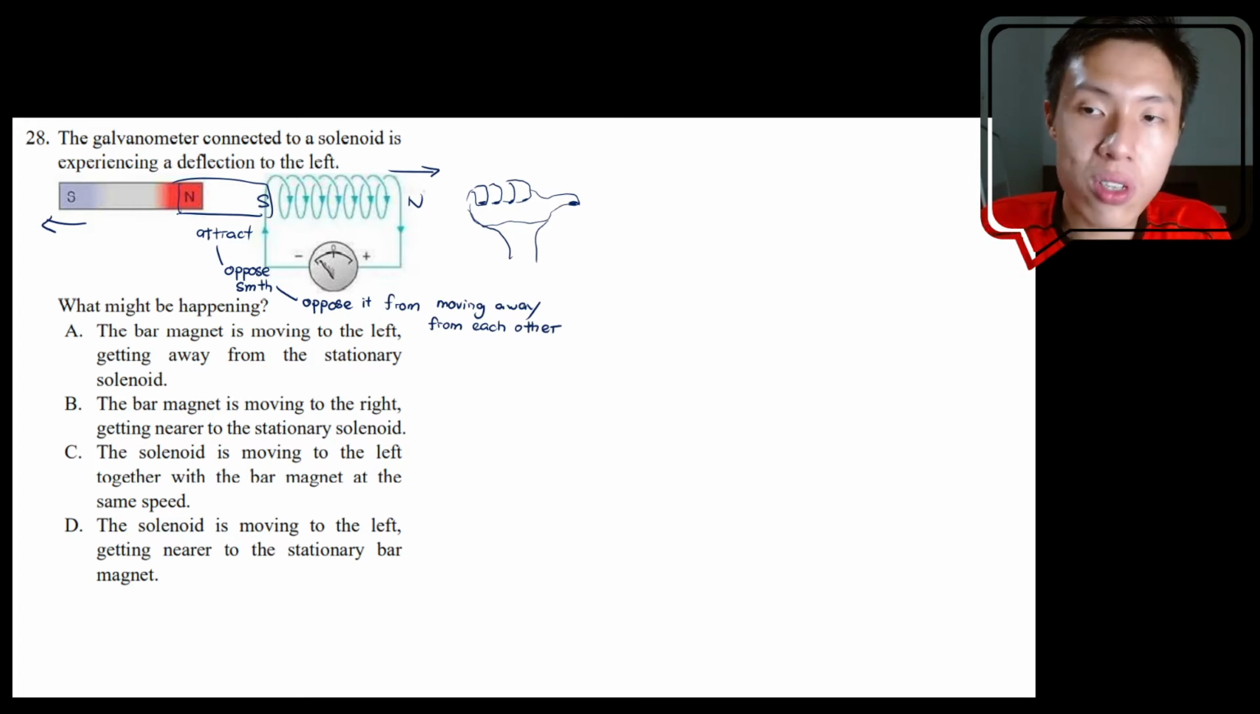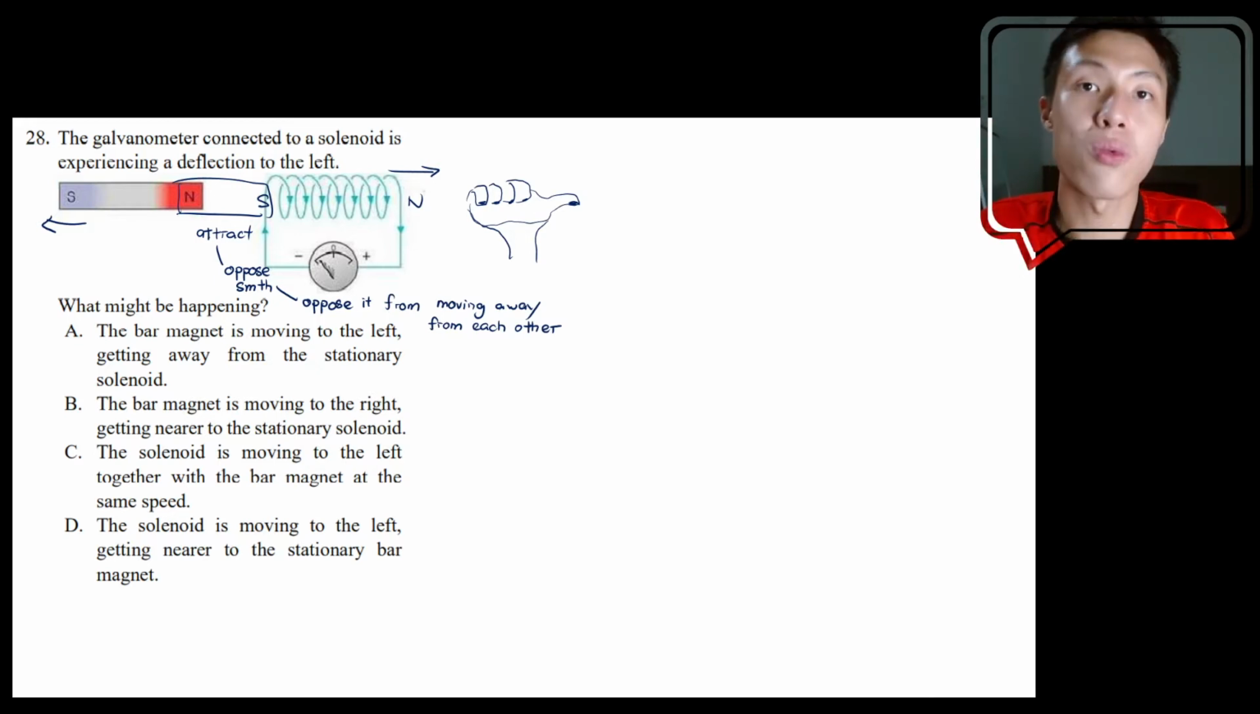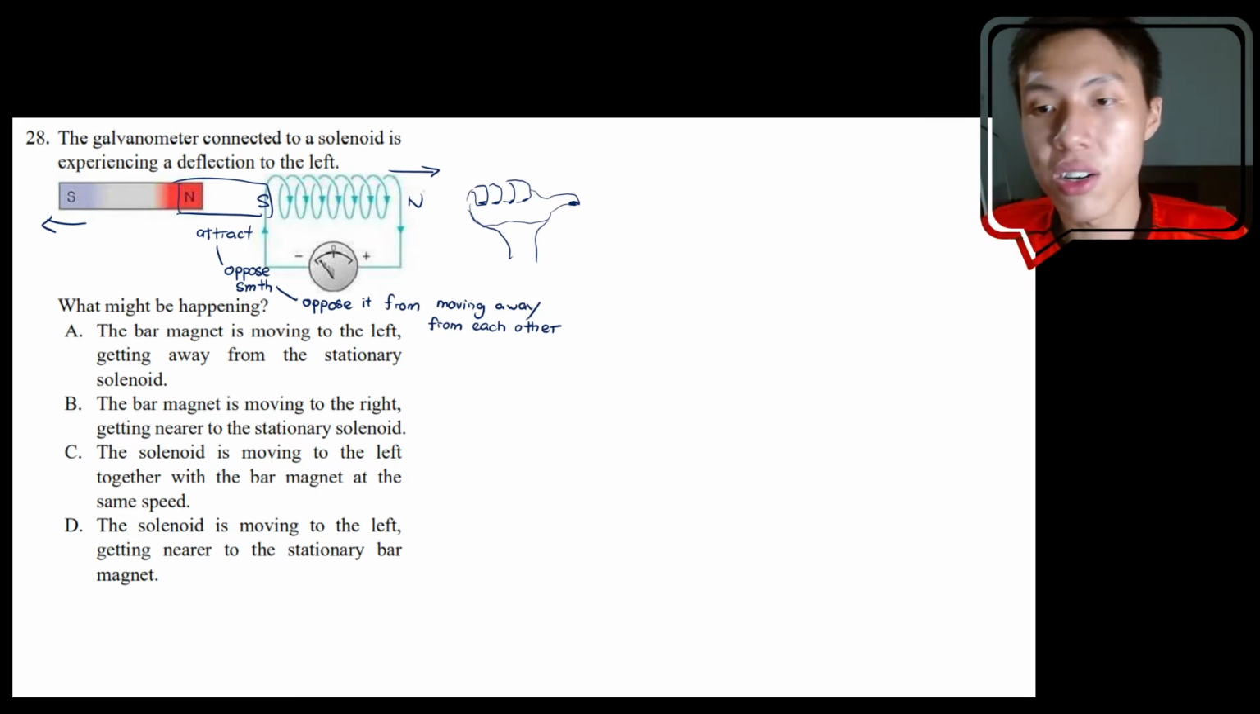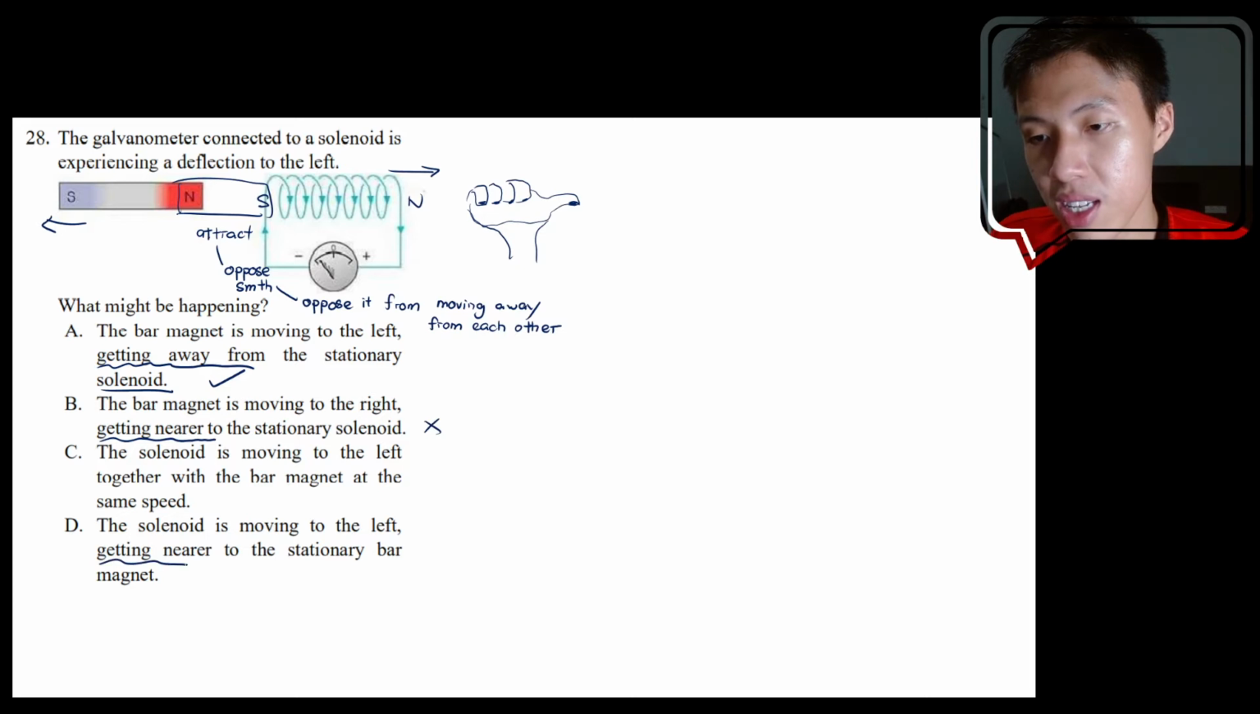So what is causing this induced current? What is causing this induced current is them moving far apart. So we'll try to oppose them from moving far apart. That's why they want to attract each other. Okay, so if you see it getting away from the solenoid, that is correct. If it's getting near, then it's no. It's only because you move away, so only then they will create induced current to try to attract it back.